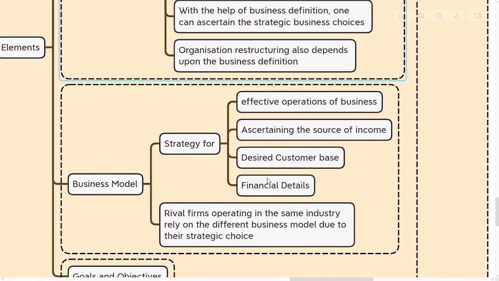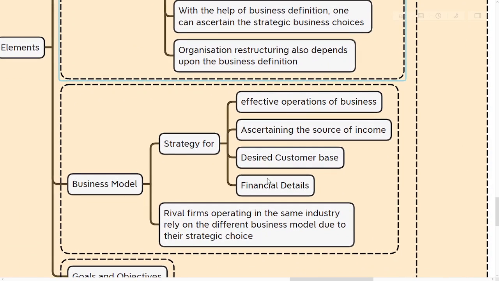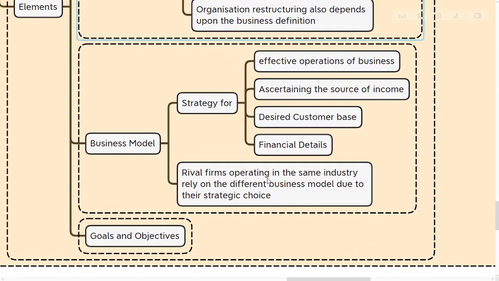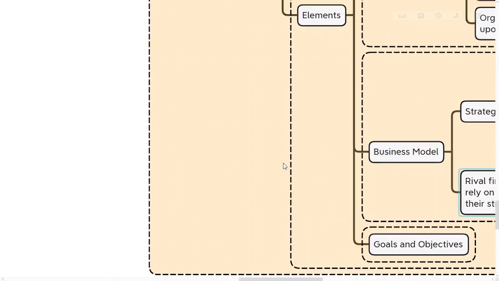Then the business model: strategy for effective operations of business, source of income, customer base, and financial details. What is a business model? You have made the strategy, now you have to carry out operations for it. Where will the source of income come from? Which is the desired customer base? And financial details. Rival firms operating in the same industry rely on different business models due to their strategic choice. Goals and objectives we will see later.